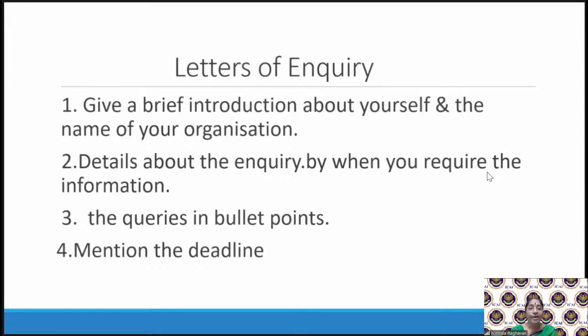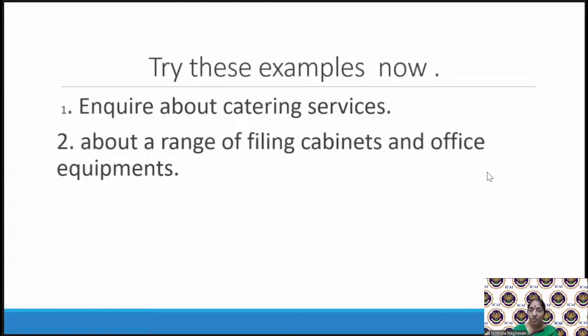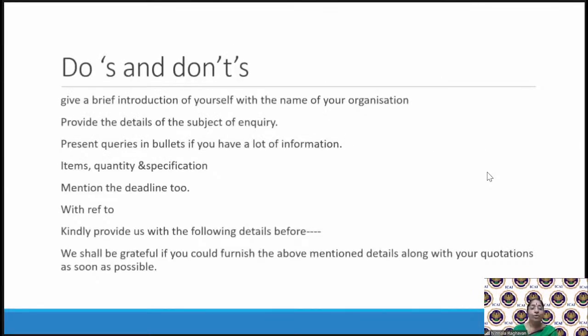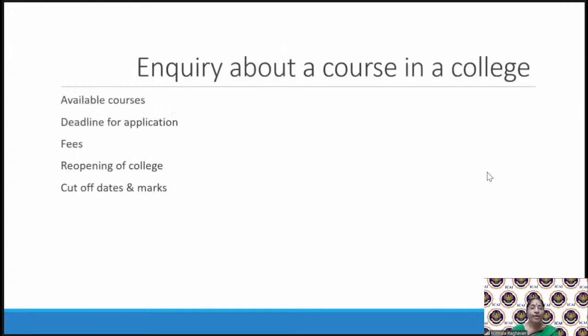Then inquiry letters. Here you ask for details in bullets. So the moment you read the question, you need to count the number of details you must add in your letter. 1, 2, 3, 4, 5, and then check whether you've got all the 5. And the queries can be in bullets. So that is a way of minimizing errors when you write. So these were 2 letters that we did, do's and don'ts. These are certain things that you need to ask for. Then this is about a course in a college. Available courses, deadline, reopening, cutoff dates and marks, and eligibility.